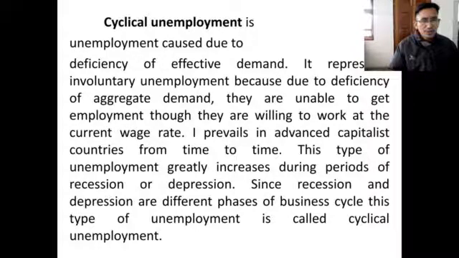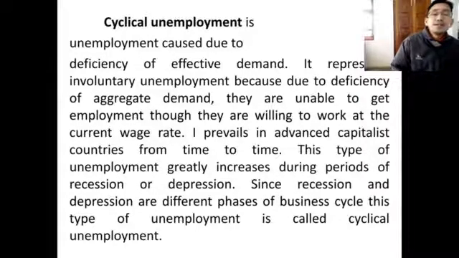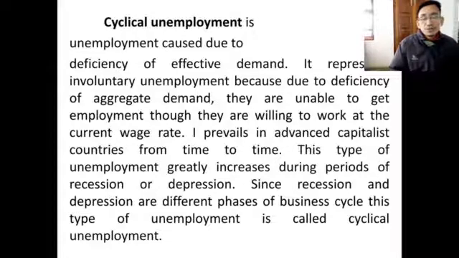Cyclical unemployment is caused due to the lack of effective demand. When the demand for goods and services is low, automatically some persons may remain unemployed. Okay, it represents involuntary unemployment because due to deficiency of aggregate demand they are unable to get employment though they are willing to work or they are willing to continue their work at the current wage rate.